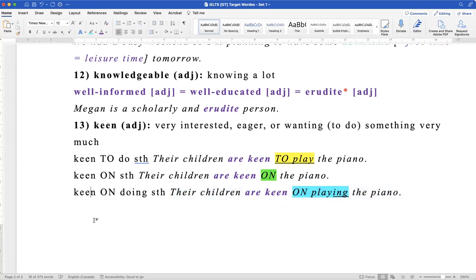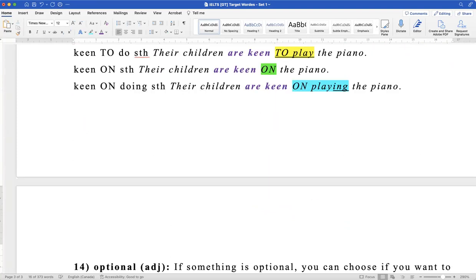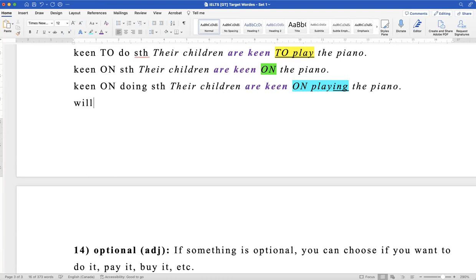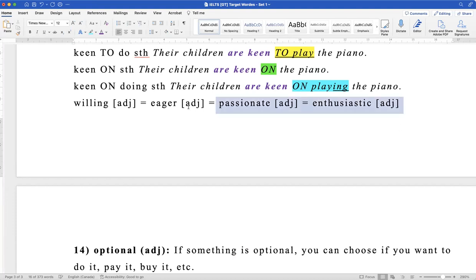What about the meaning? The meaning is like willing or eager, wanting something, or passionate, or enthusiastic. So these can be some synonymous words. Again, willing, eager, passionate, or enthusiastic.